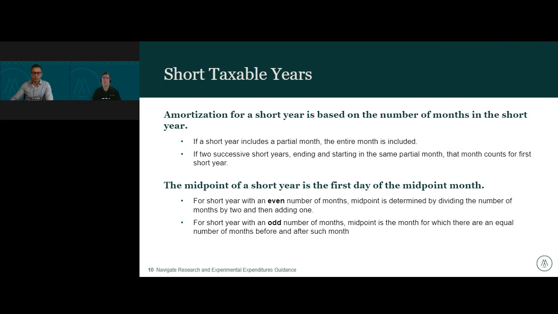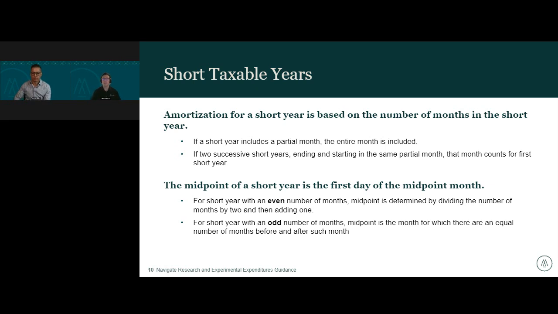So digging into the short taxable year component, the guidance essentially provides that the first step in determining the midpoint for the short taxable year is determining the number of months in that year. So if a short year includes a partial month, meaning it ends at some point in a given month, the entire month would be included for that first applicable year and is not counted twice in the case that there's 2 short periods simultaneous or subsequent to each other. The midpoint of the short year is the first day of the midpoint month.